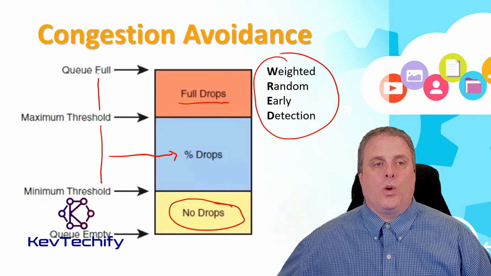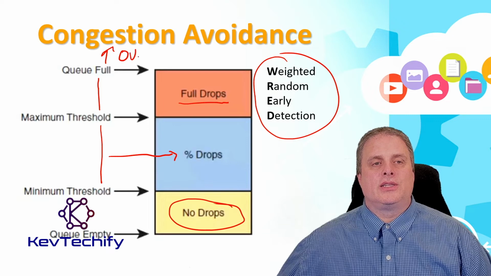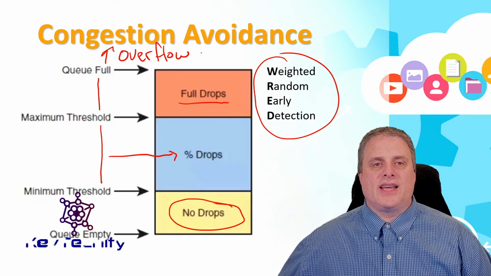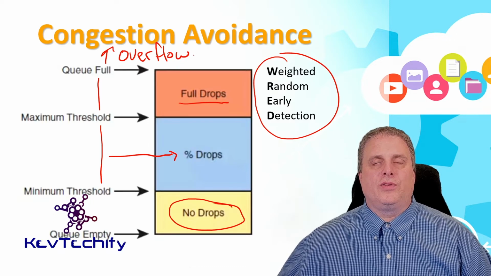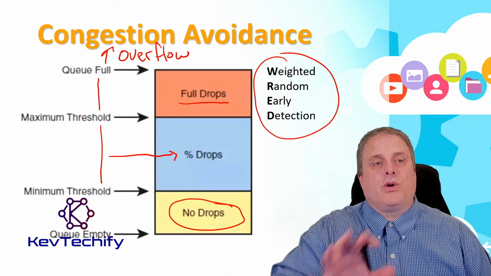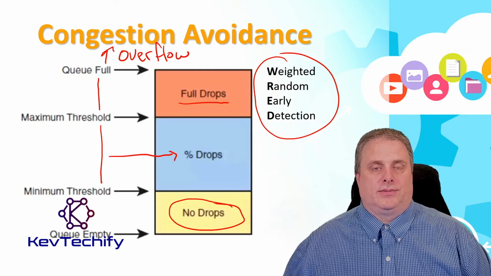Now, what happens once you go above your full queue? This is the buffer overflow. When the buffer overflows, all packets that come into this overflow basically just get lost at that point in time. That's why we try to keep our queues at a reasonable level.